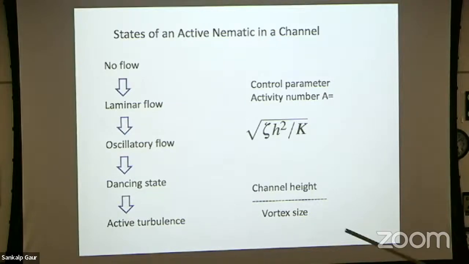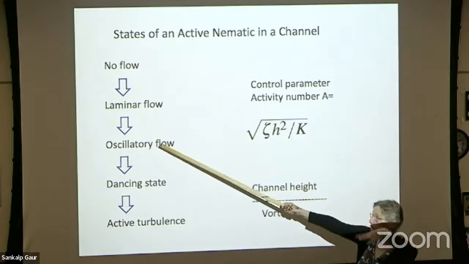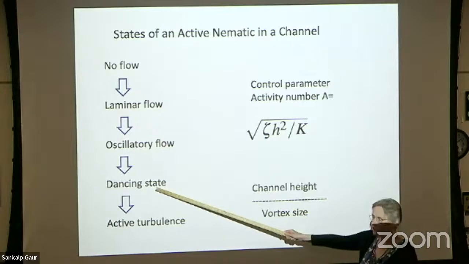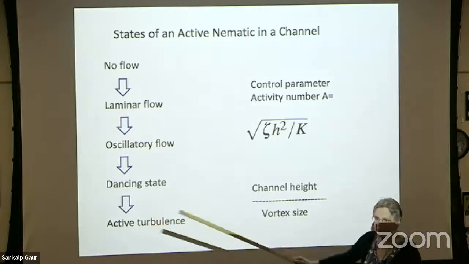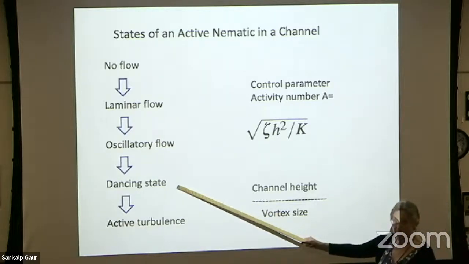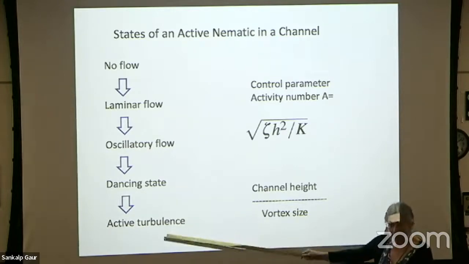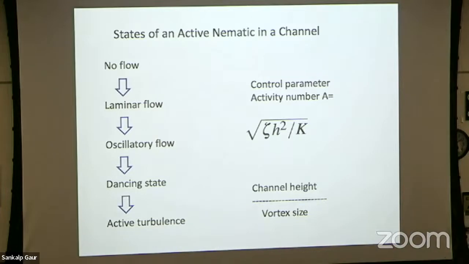And as A increases, I go from no flow to laminar flow to these small oscillations to this strange dancing state to active turbulence. And what I'm going to concentrate on first is this dancing state, because it's cute, basically. And then I'm going to look at the transition from the dancing state to active turbulence.